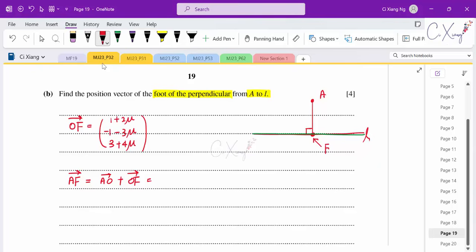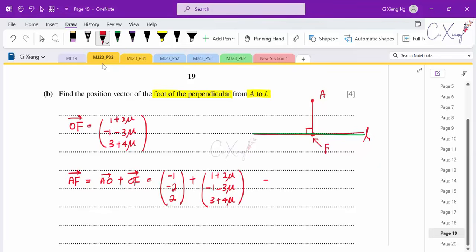Okay, so what is AO? Again, refer to the position vector at A. From the previous part, I'm having -1, -2, and 2. And then OF is what we write out just now, right? Which is 1 plus 2 mu, -1 minus 3 mu, and then 3 plus 4 mu.